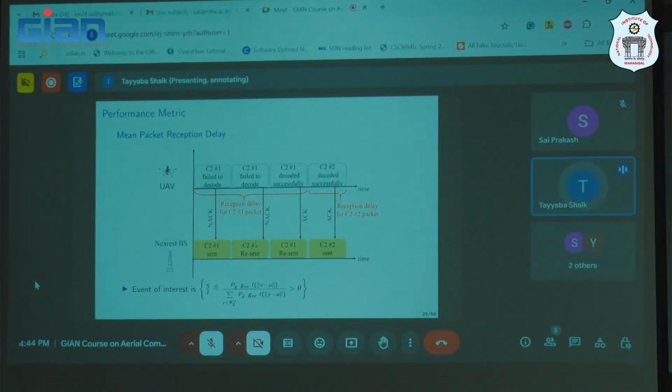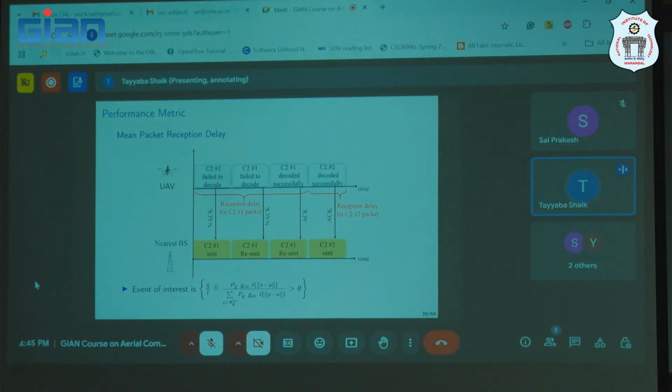Again, given the randomness in the environment and the channel conditions, the packet may not be successfully received at the UAV. It will again send a negative acknowledgement. Then the nearest base station would again resend the data. This time, maybe the channel was good, and it successfully received the data. So these 3 slots are what we call the reception delay, the delay in receiving the packet successfully.